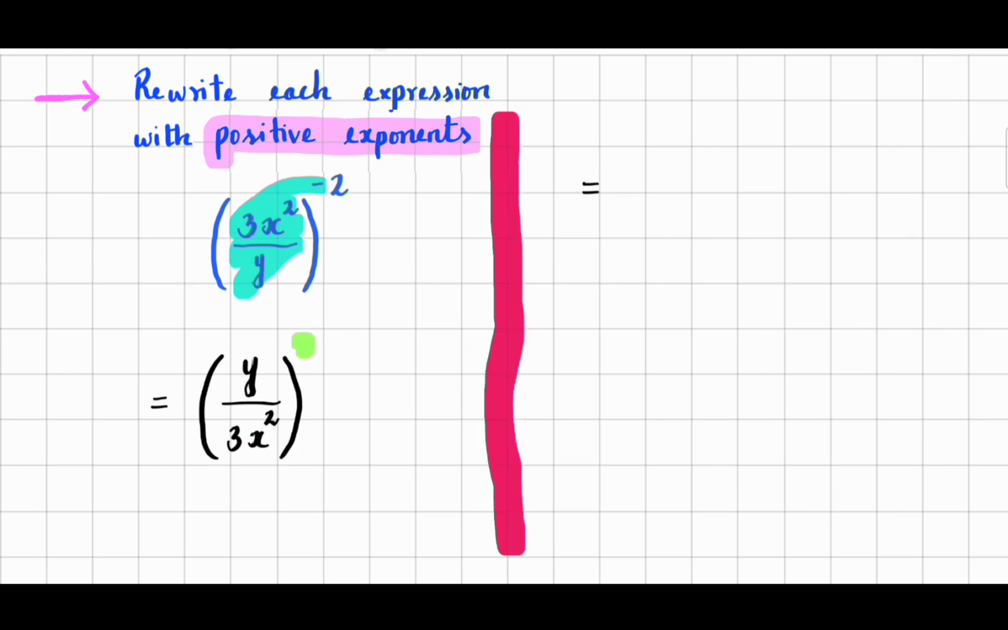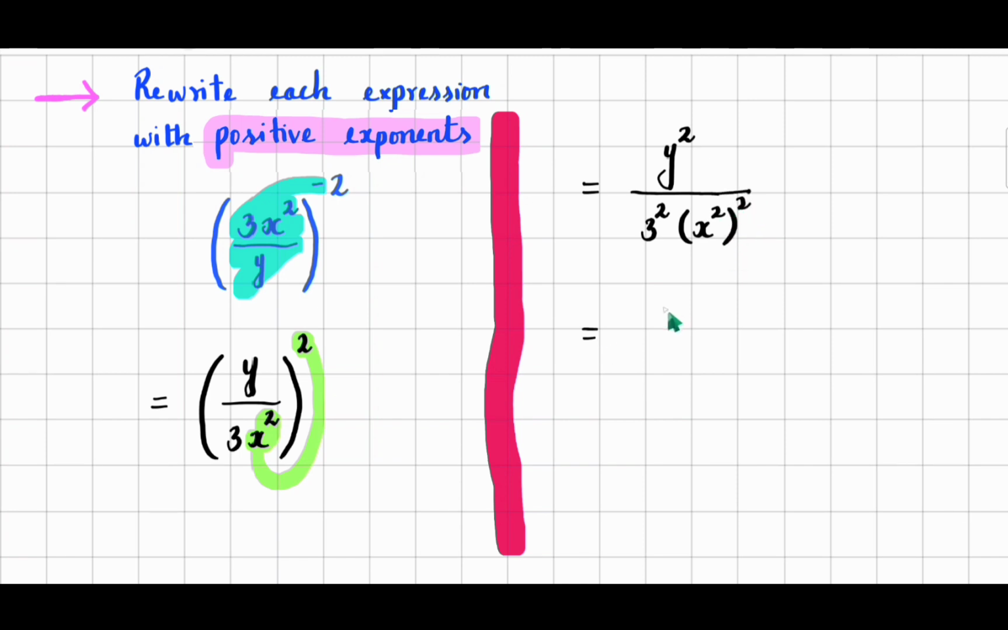So if you distribute the power 2 to the numerator y, we get y square divided by, okay, now let's distribute the power to the denominator. If we distribute the power 2 to the base 3, then it will be 3 square. Next, if we distribute the power 2 to the base x square, we get x square the whole square.